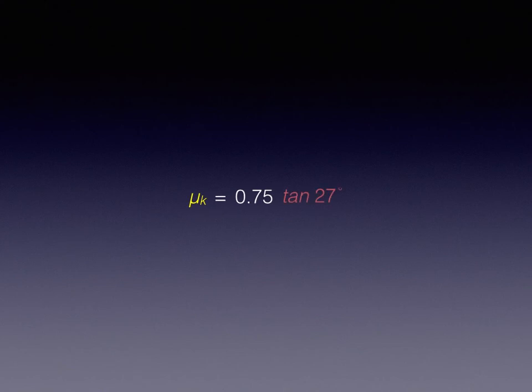So, from all that mess, all that substituting and rearranging and distributing and factoring, we now have a working equation to solve for our coefficient of kinetic friction. What do you get if you key in 0.75 times tangent of 27 degrees? 0.38. That's your answer. Box it up, because that's the end.